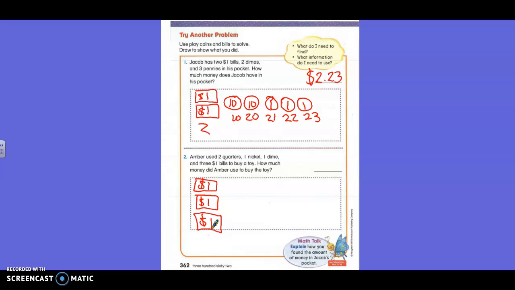What would I draw next? What coin would I draw next? I'm always trying to do the biggest amount. So what coin would I draw next? How many, and what coin is that called? What coin is 25? Okay, how many quarters did it say in the story that they have? 2 quarters.